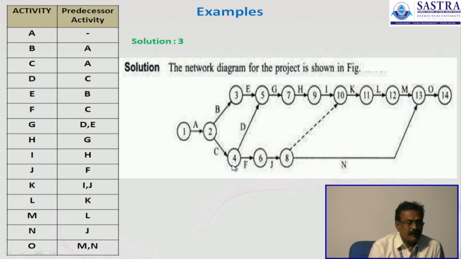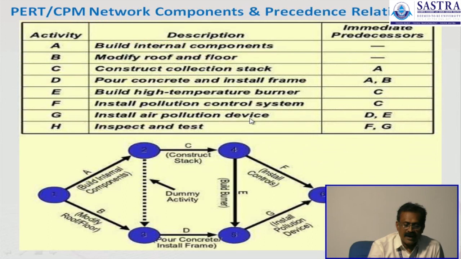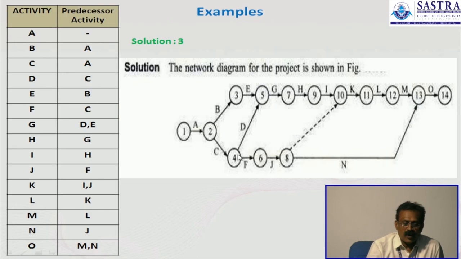Now the next is D. The activity D depends on C. The predecessor activity is C. So from C we have to draw the activity D. Then the next activity is E, and E is based on the predecessor activity which is B. So therefore we have to draw from node 3 to 5 and 4 to 5. So these E and D should meet at node 5.